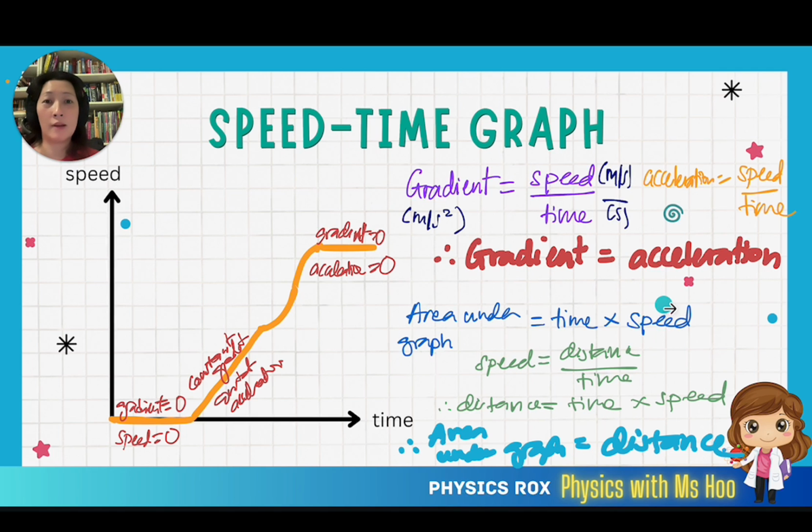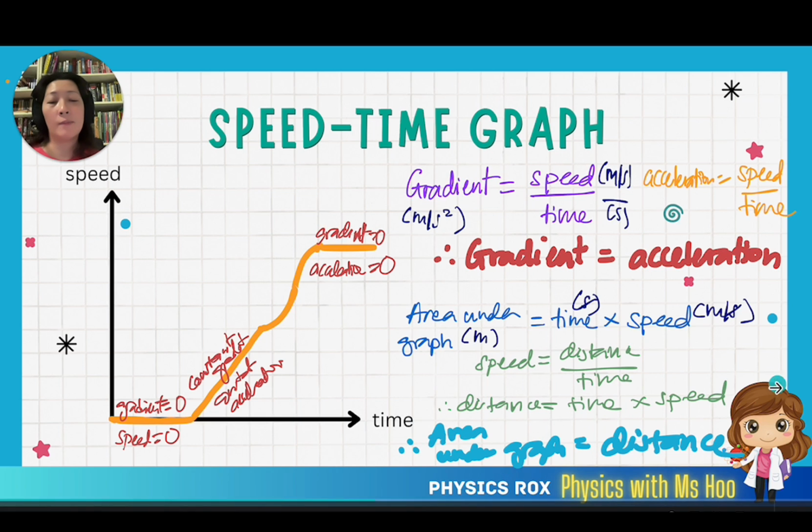And this can be proven with the unit. Let's look at the formula for area under the graph. So we know that time is in seconds and speed is meters per second. Seconds times meters per second, you'd cut the seconds, you're left with meters. And meters is the unit for distance. So this further proves that area under the graph is equivalent to distance. So in this case, similar to gradient, whatever the area under the graph represents, that's what the distance is equivalent to. So for example, in this section of the graph, you can see that the area is 0, so the distance covered is 0.